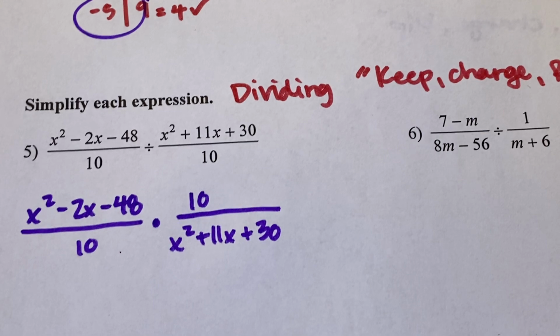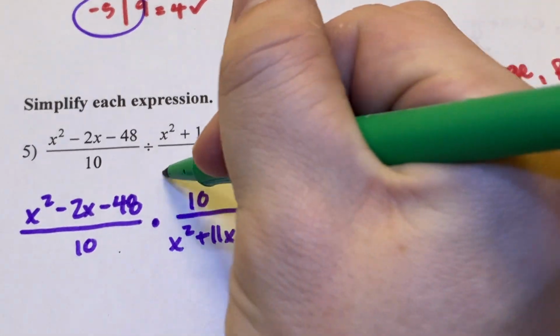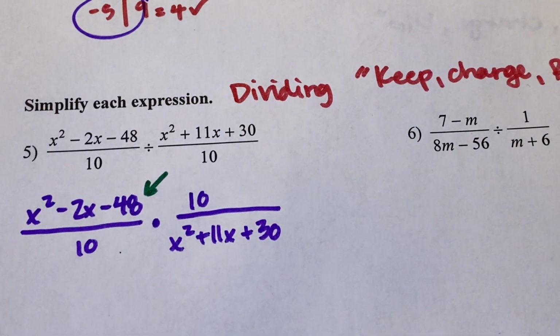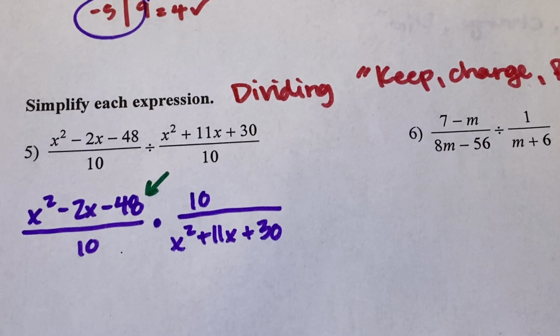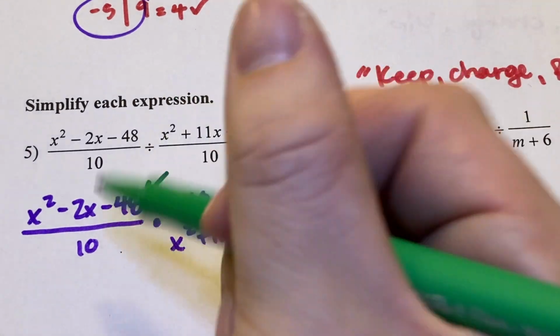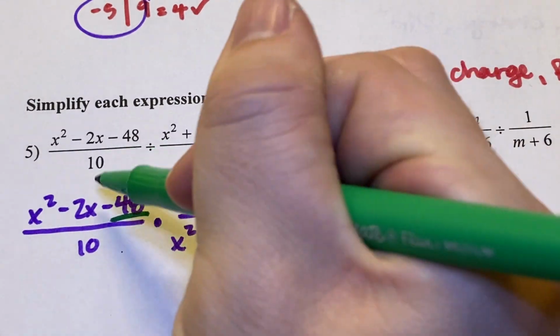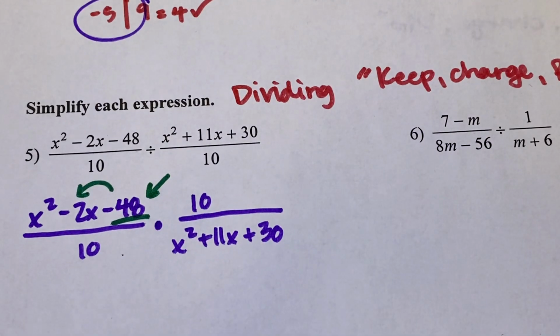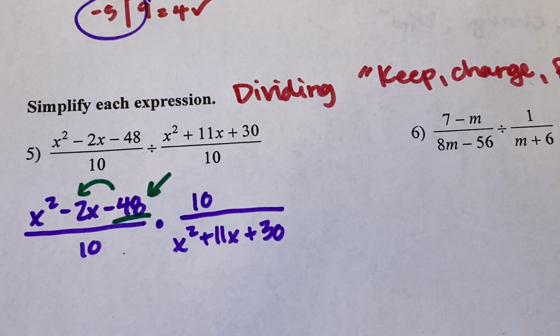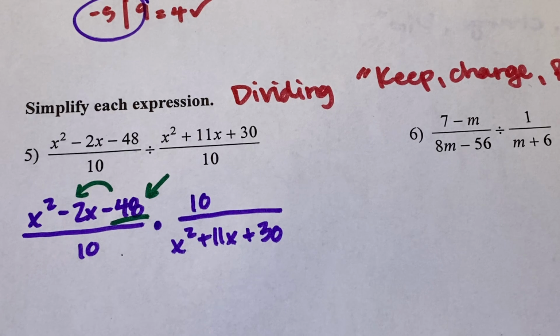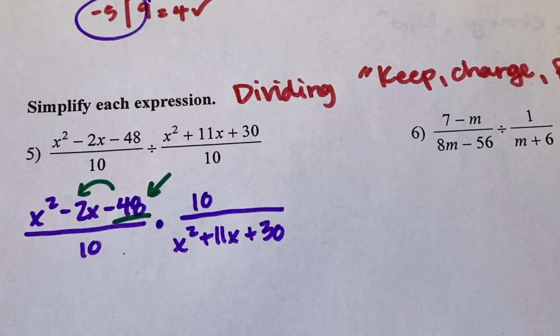Okay? Now it becomes the exact same thing we're doing with factoring and canceling things out. So my first numerator, this guy, let's factor him. We got to play the number game. What two numbers are going to multiply to negative 48 and add to negative 2? What do you think?